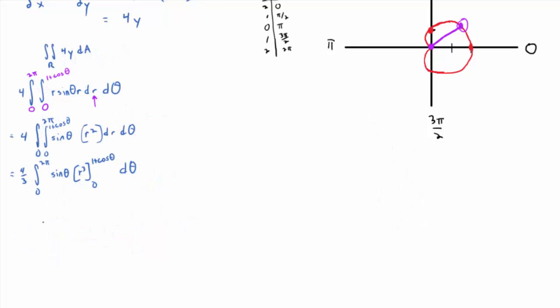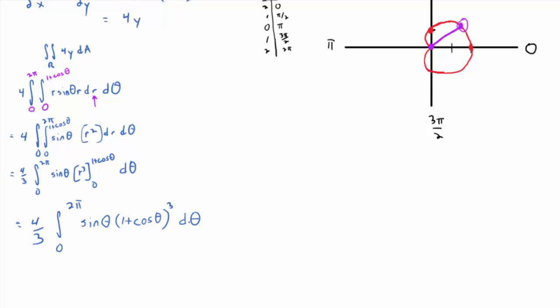So we do that. We evaluate it. We get 4/3 integral 0 to 2 pi sine theta times what? 1 plus cosine theta cubed. Well, okay, so 1 plus cosine theta cubed. And then minus 0 cubed, right, which doesn't do much. D theta? Everybody with me?